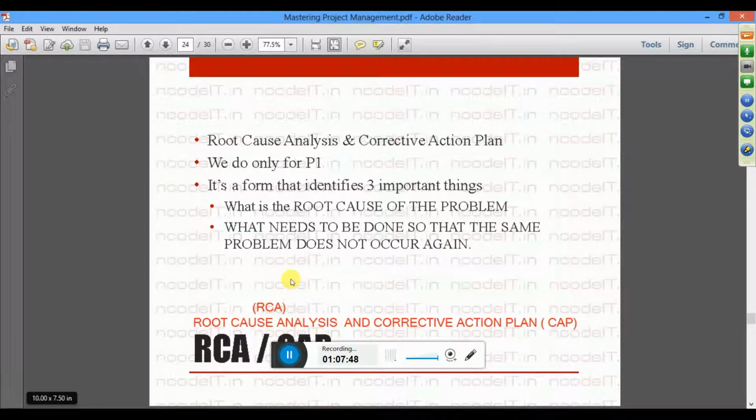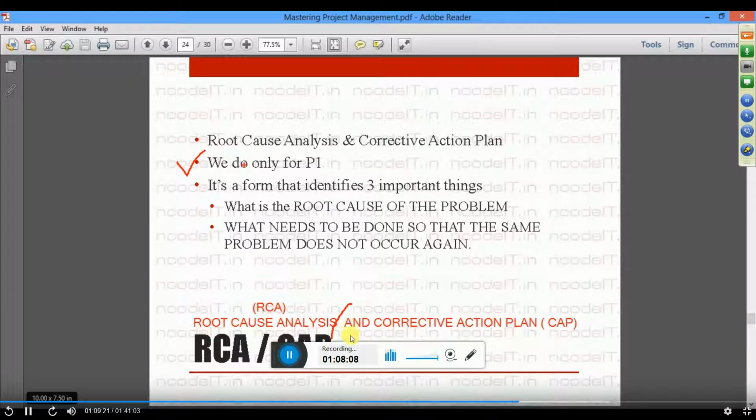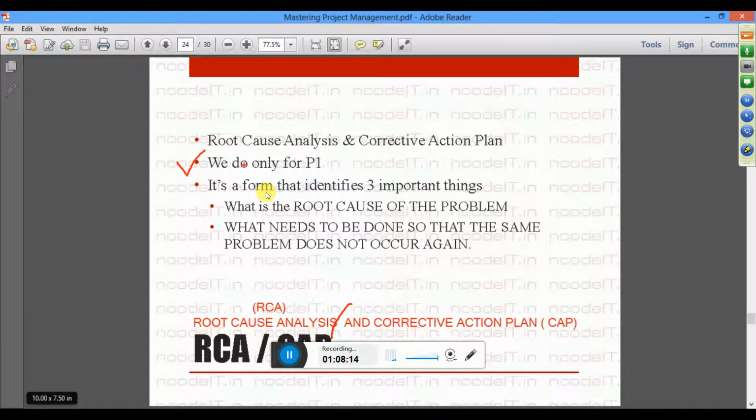Now, why do you have to do a root cause analysis? Let's say there is a problem. RCA CAP is usually done only for P1s, not for anything else, because a P1 is high priority and has a direct business impact. We have set up such a nice architecture, we have paid the architect and everything. In spite of all these creative, intelligent minds, our servers still went down. The question is why? How come we were not able to predict it?